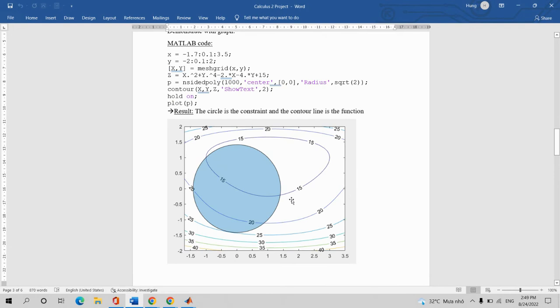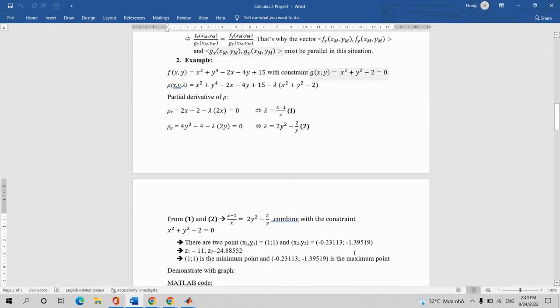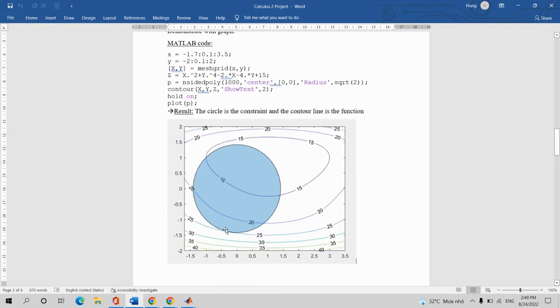The circle is constrained, so the contour lies on the function, and we can see the approximate point, which has the coordinates at minus 0.323 and minus 1.39. The circle is taken with the contour line level 25, and the point reaches the lowest place in the contour graph.